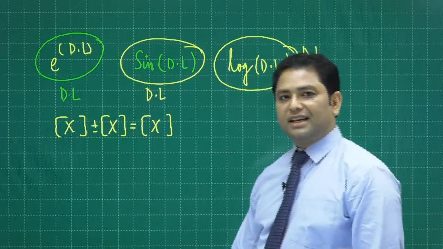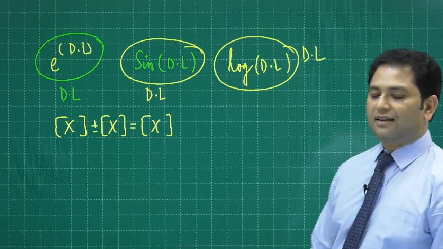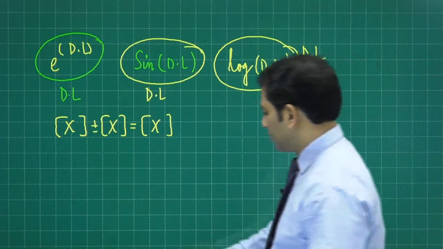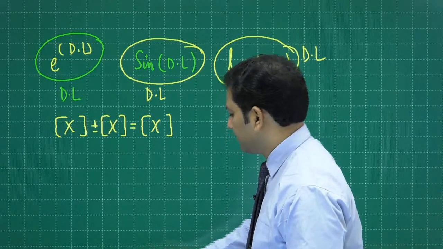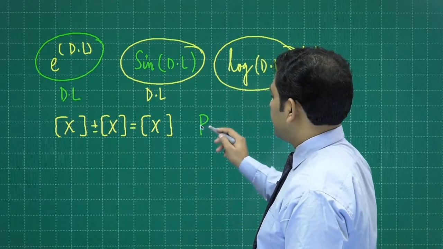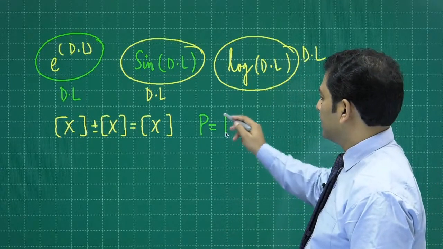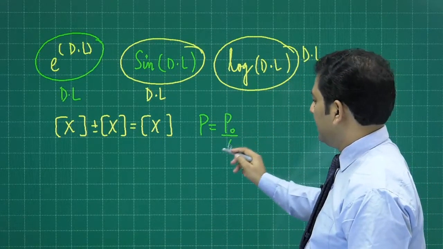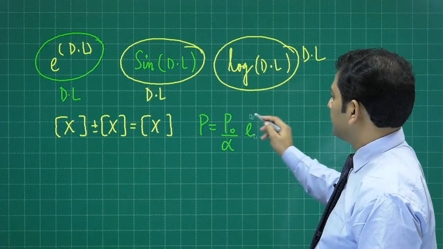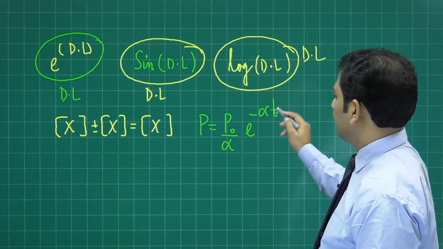So let's try to see an application based on that. The first question here I would be taking is something like this. Say P is the pressure, and that is P naught by alpha e raised to the power minus alpha t.